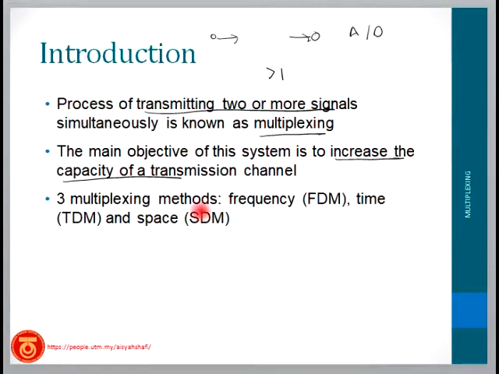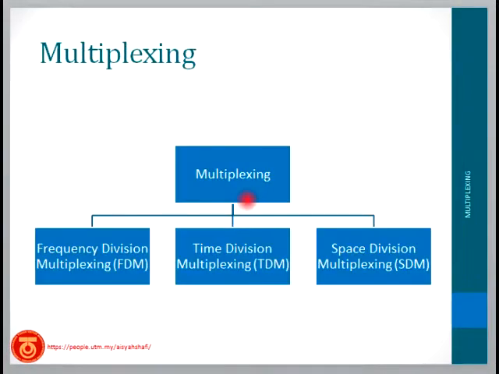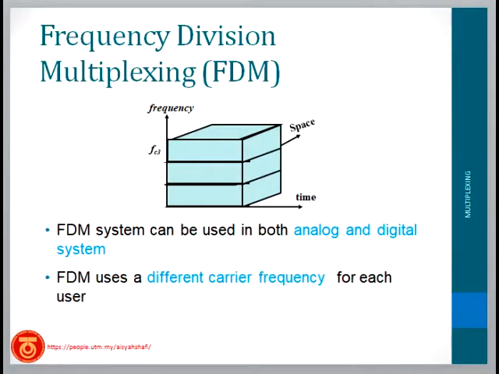So there are three multiplexing methods: frequency, time and space. The first is frequency division multiplexing, the second is time division multiplexing, and the third is space division multiplexing. Okay, we proceed with the first method.